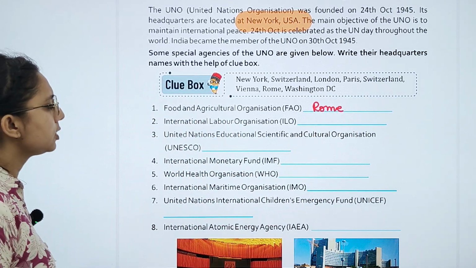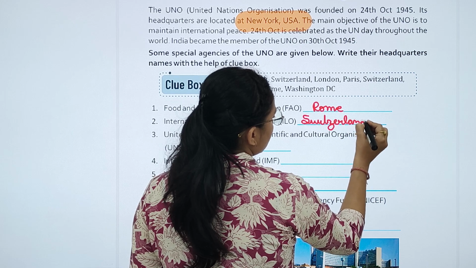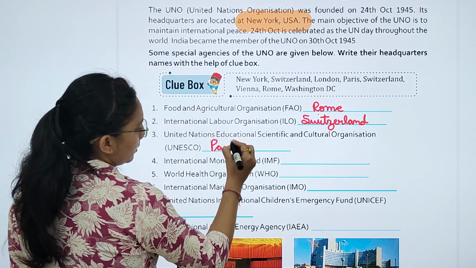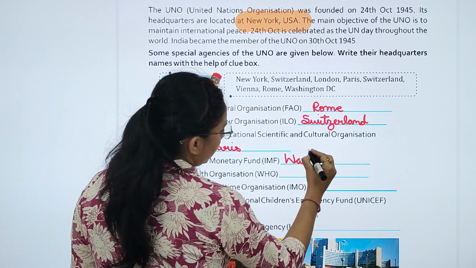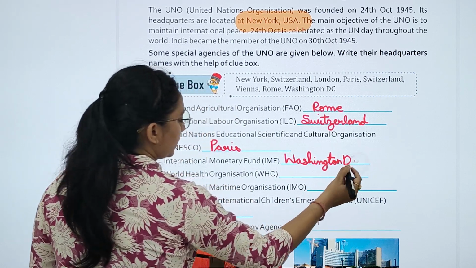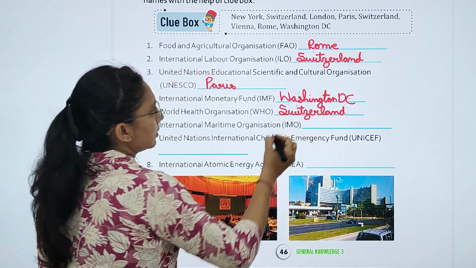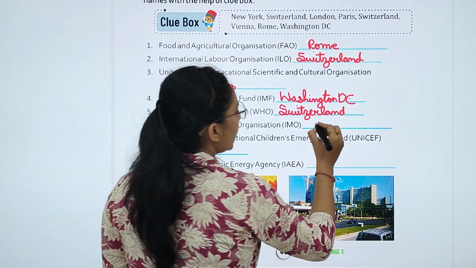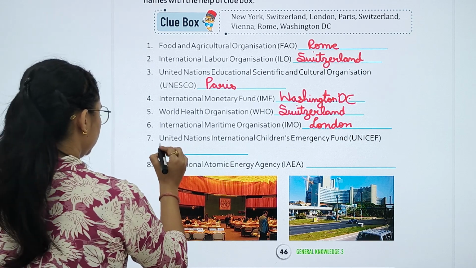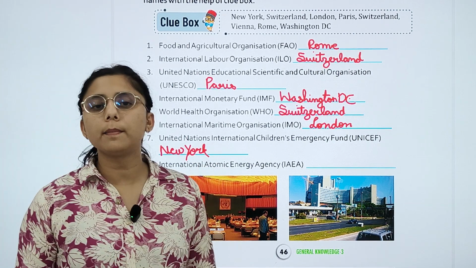Next is International Labour Organization, Switzerland. UNESCO, Paris. IMF का कहाँ है? Washington DC. WHO, Switzerland. Then IMO, London. UNICEF आपका कहाँ लोकेटेड है? That is your New York. Then International Atomic Energy Agency, that is Vienna.